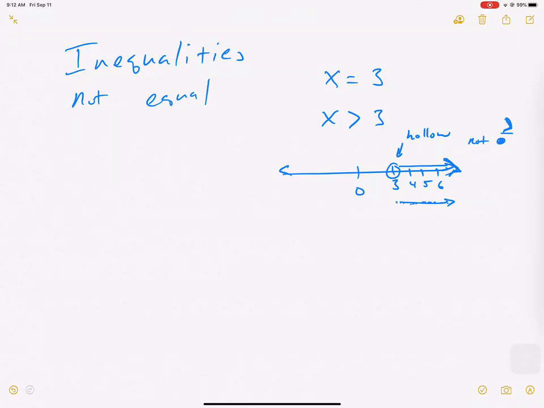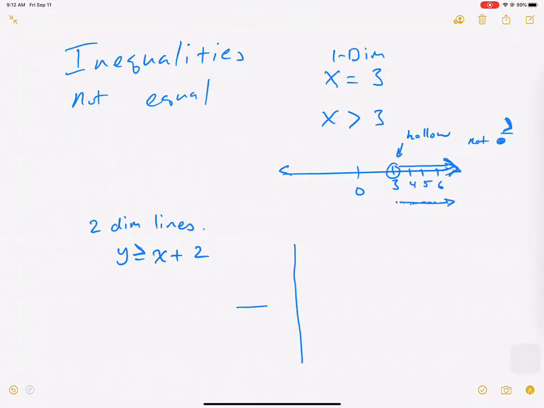Now, this is on a one-dimensional line, right? One dimension. So we're going to go into two-dimensional real quick. And today we're going to jump into 2D lines. And we're going to graph this equation, y is equal to x plus 2. And I'm going to change this to a greater than symbol.